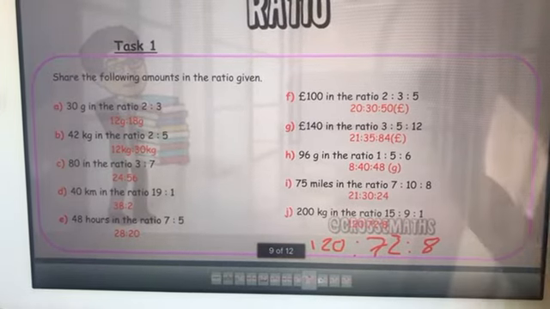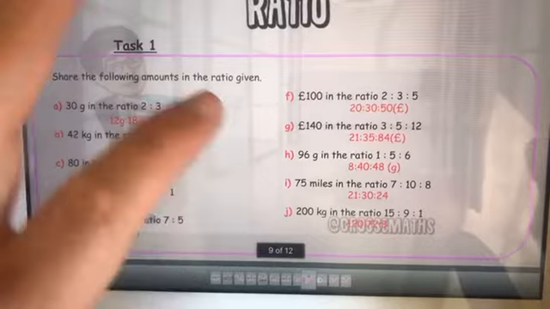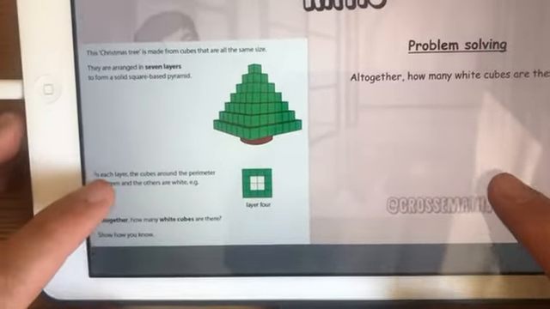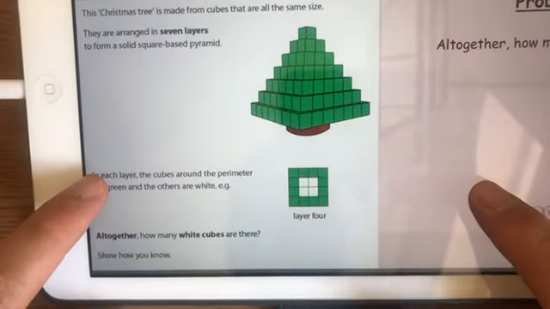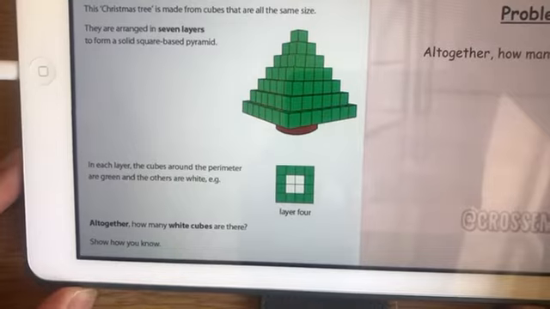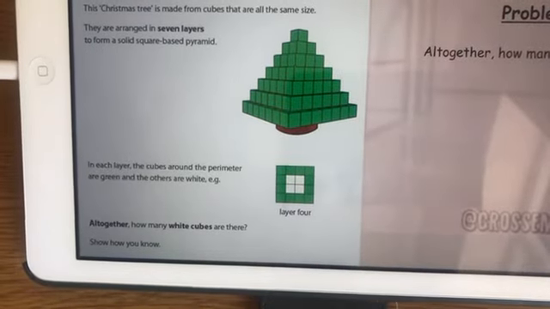Right, guys, so well done if you've marked all that. Right, cool. So moving on. Right, we're going to do a little bit more problem solving, okay? What I need you to do, you need to work out for me how many white cubes there are in this whole Christmas tree, okay? Christmas tree is made of cubes at the same size.